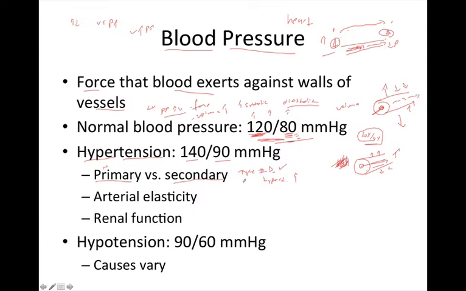But again, the primary problem is the type 2 diabetes, and the type 2 diabetes is causing the person to have high blood pressure. So that's the difference between primary versus secondary. Primary is a disease that's caused by natural means. Secondary is something else is causing it.